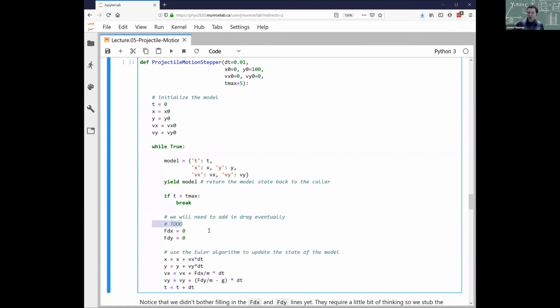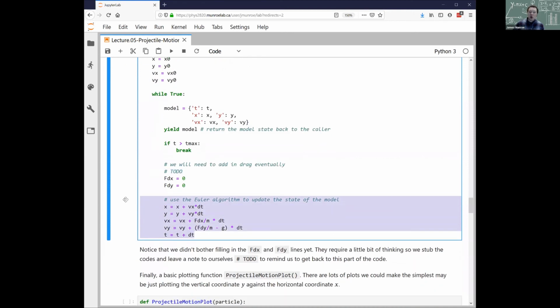I'm going to leave myself a comment, a to-do, as a reminder to me, the programmer, that I need to come back to this. But I know I need some parameters. I need an FDX and an FDY. And then I need to extend the Euler's algorithm so it's got all the pieces in there. I already had a line that looked like this. I need to add a new line for the horizontal. And then I need to also update the velocity. New velocity is equal to old velocity plus the acceleration times dt.